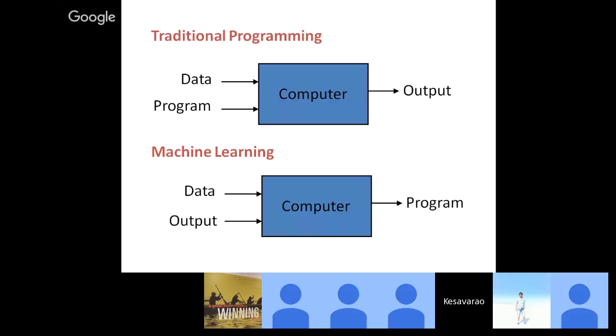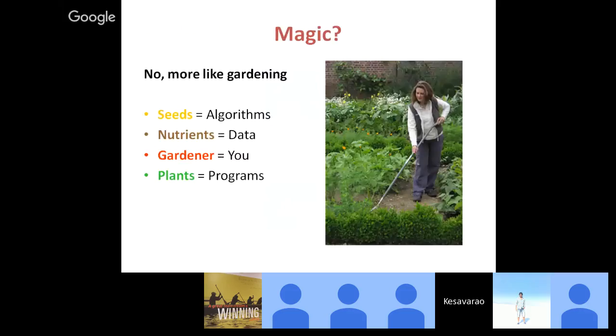Okay, so this is a different way of looking at how traditional programming compares to machine learning programming. This is another analogy to compare with gardening. Traditional programming is like gardening, right? So you need seeds, which are basically algorithms. In the analogy, nutrients are like data. The gardener is like you, and you need plants to grow.